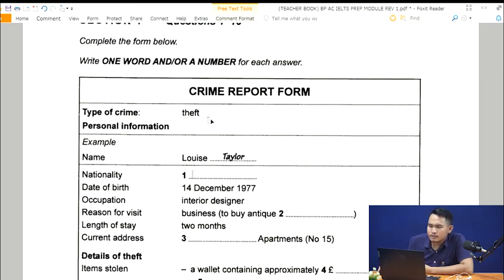Now, after you see the instruction, what do you have to do? Simple, you have to see the topic here on top of the form. As you can see, they will talk about a crime report form, okay? Usually in the audio itself, which I will play for you guys later, you will also hear a paraphrased version of the topic given in this sample question. It is very important for you to comprehend what they are going to talk about.